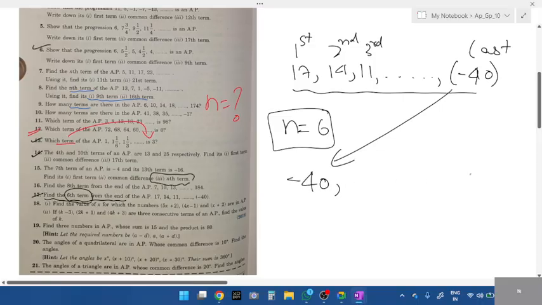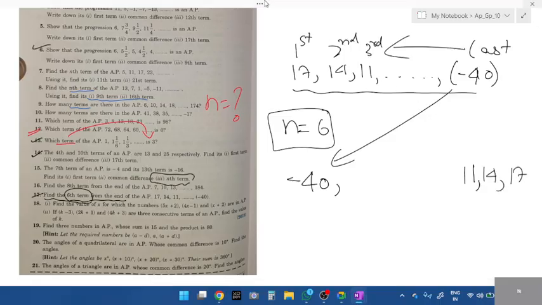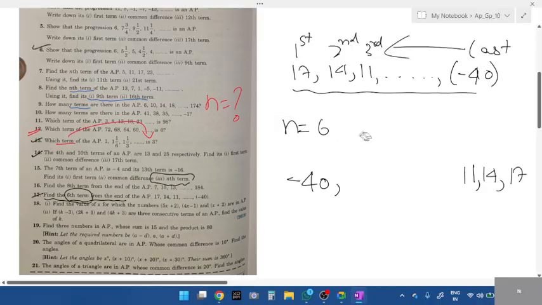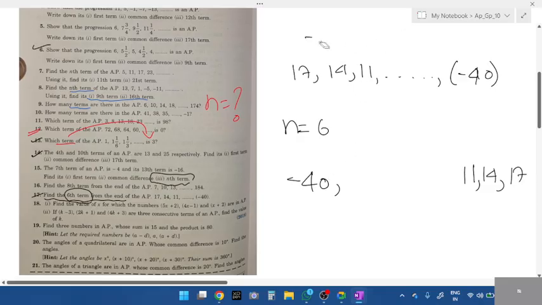After that we need some value. I'll tell you how to find it. If you're going in reverse order, after minus 40, what will you get here, 17 or 11? 11, then 14 and 7. That's the first step. Second step: after minus 40, we need a value. Only if we get that value will we be able to find the d value, the difference.